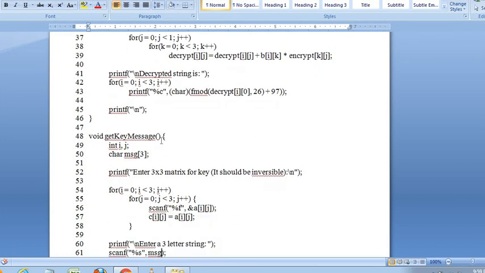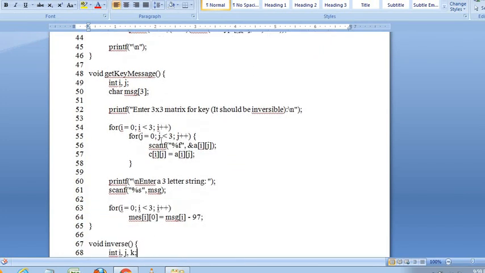So what does the function do? Here i, j and the messages are the input variables. Here we are going to enter the 3x3 key matrix. Randomly we are entering a key; the key may be anything. Here it is nothing but matrix multiplication, and we are entering a 3x3 matrix.